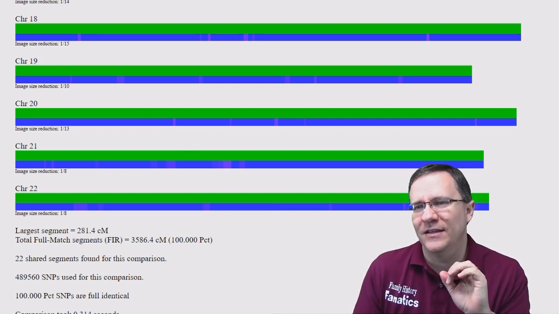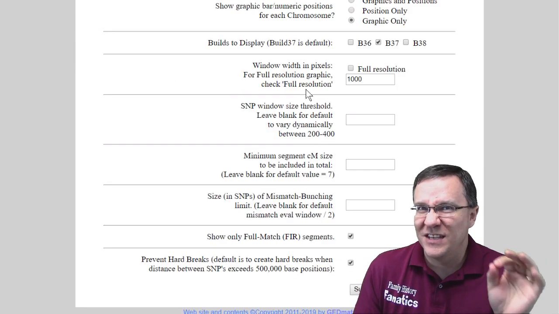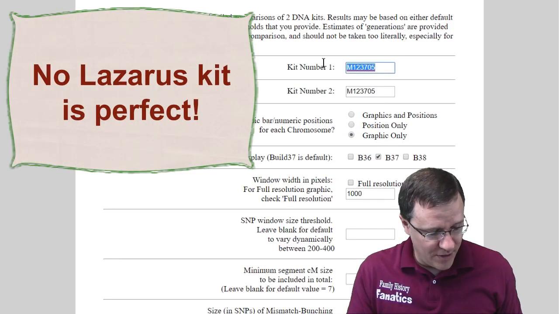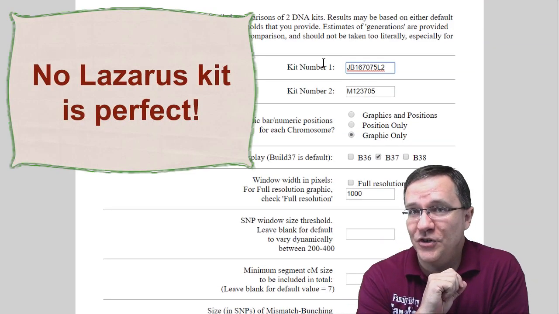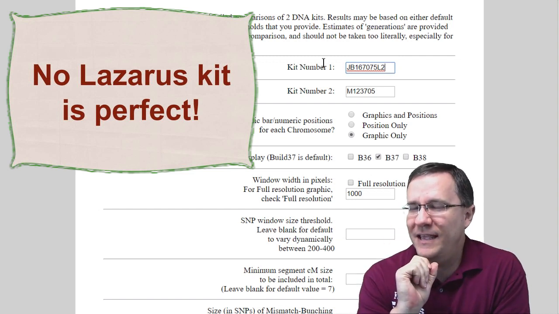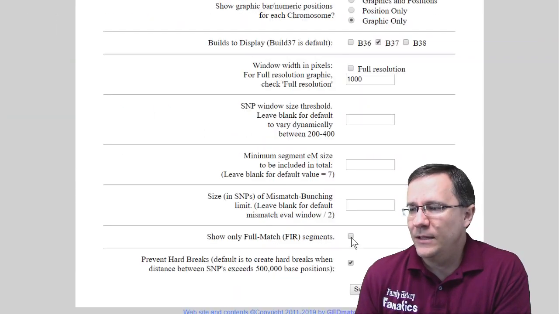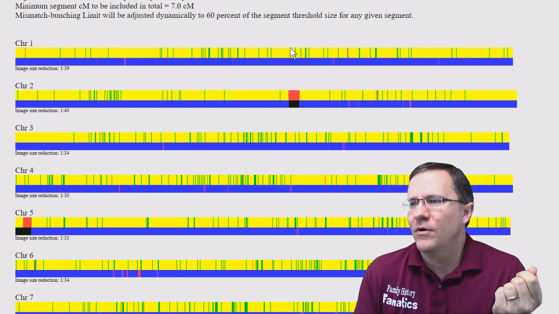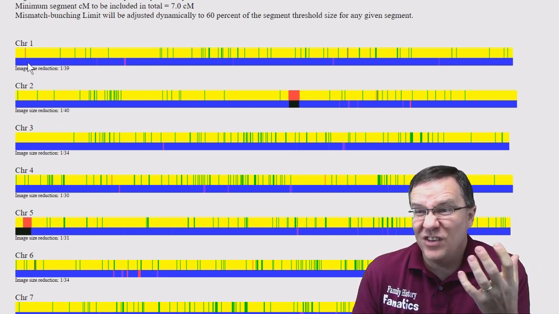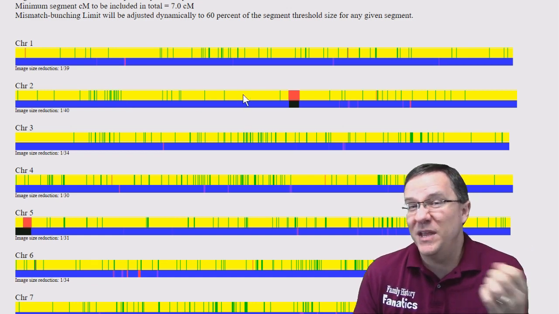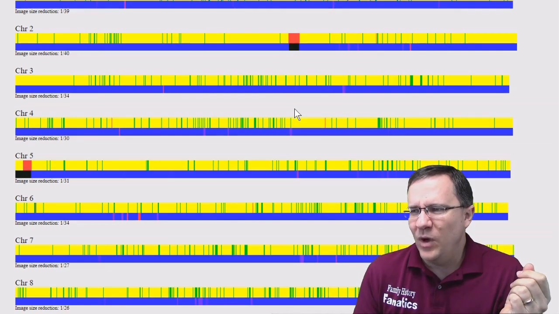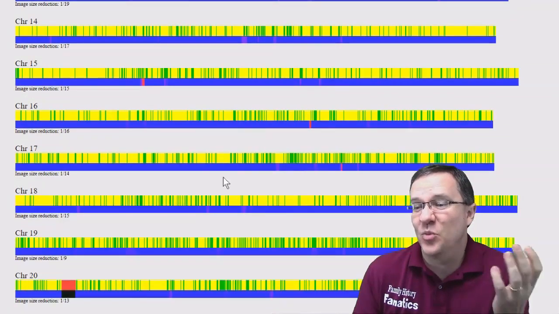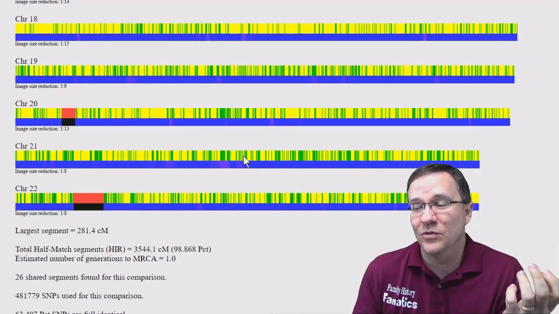But no Lazarus Kit is perfect. In fact, no Lazarus Kit is any more than half perfect. Let me show you. I'm now going to compare the Lazarus Kit that I just created, which again is the best I can create, to my dad's kit. It is much different here. Instead of green all the way across the top, it's almost all yellow on every one of these chromosomes, meaning it's just a half match. You can also see a few little places where there's no match, just because there wasn't enough data available to fill in those spots.